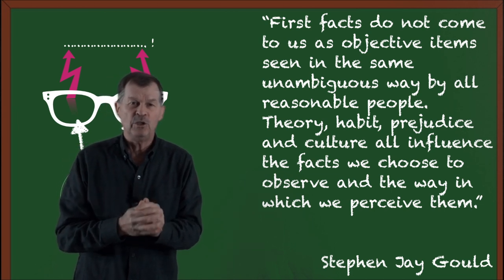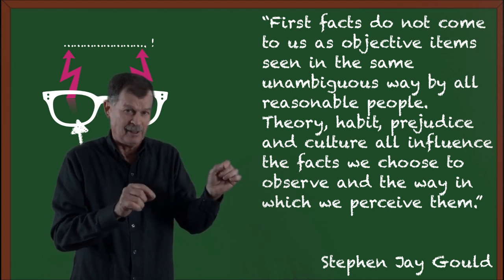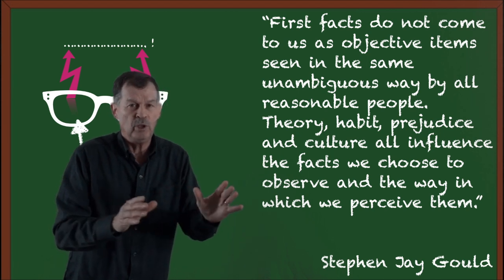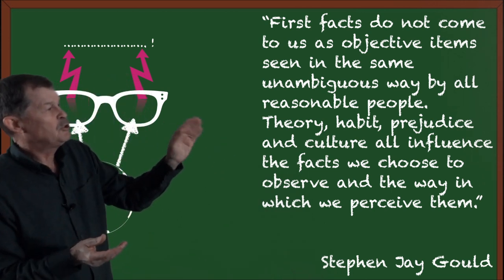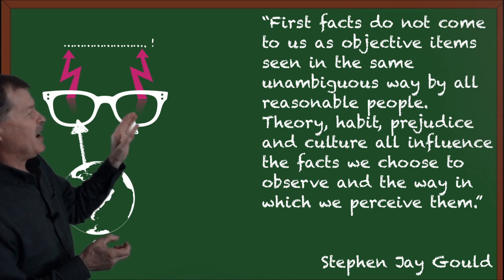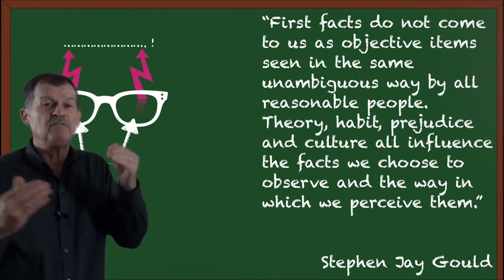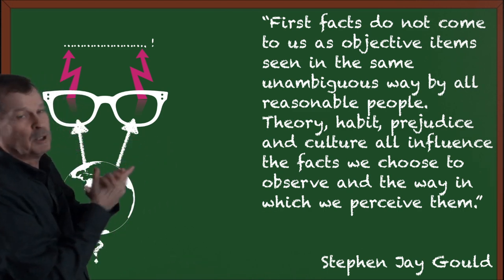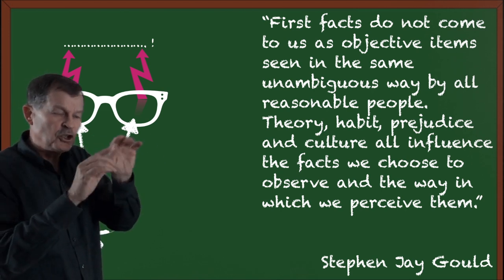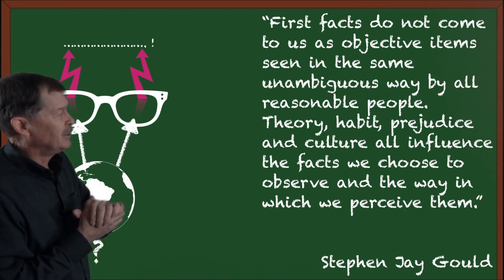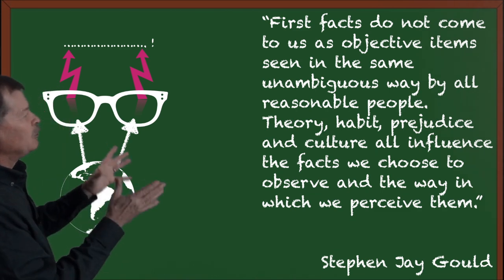There are facts that we choose to observe. Maybe there are other facts or evidences that don't fit our model and we can't explain them, so we don't choose to observe them. We observe the facts that are more readily explained by our model. So he's saying we choose, we influence the facts we choose to observe. There are so many facts out there, so much evidence out there. We have to choose what to study. We have to choose what to apply. And Stephen Jay Gould is saying we choose what we're going to study. We're going to choose the facts which support our model or which our model more easily interprets or explains, and the way in which we perceive them.